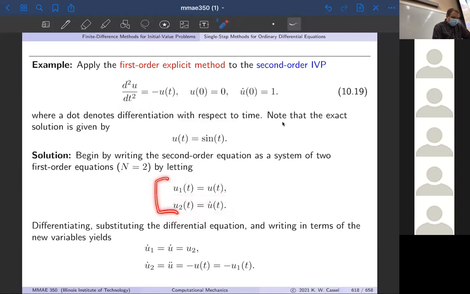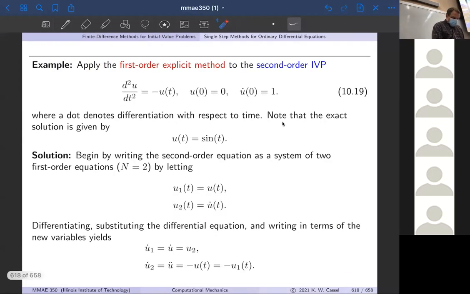I take my transformations and I differentiate, exactly what we did before. So u1 is u, so u1 dot is u dot, but u dot is equal to u2, so that's u2. The second equation says that u2 is u dot, so u2 dot is u double dot when we differentiate. What is u double dot? Well, u double dot is minus u. And then you remember, everything has to be in terms of the new variables u1 and u2, no more u's. Well, what's u? u is just u1, so then it's minus u1.